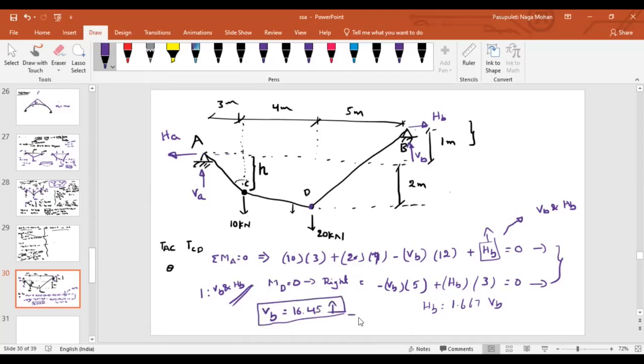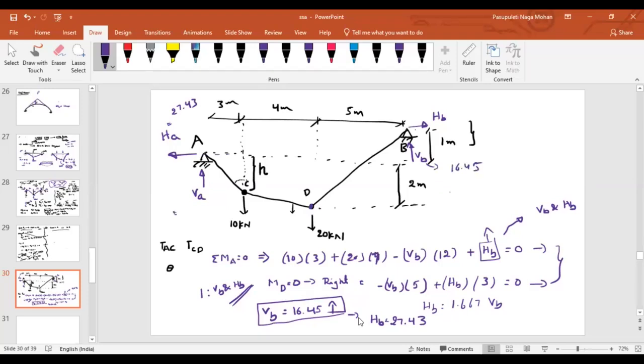Now what? HP is 1.667 times VB. So what is the final value? HP will be 27.4, 27.420. And what about HA? Now I know HP and VB, then what about HA? Any other horizontal forces? 27.43 minus 27.43. If it is on the right side, obviously it will be on the left side. So 27.43.